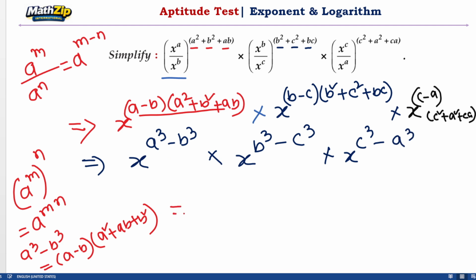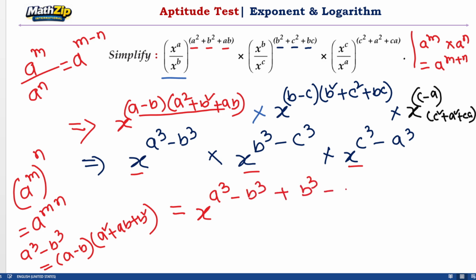Now here bases are the same, x, x, x. We know once bases are the same, in a product a^m times a^n it will be a^(m+n). So here all the exponents will be added. It means x to the power (a³ − b³ + b³ − c³ + c³ − a³). So in this case, what can we do?